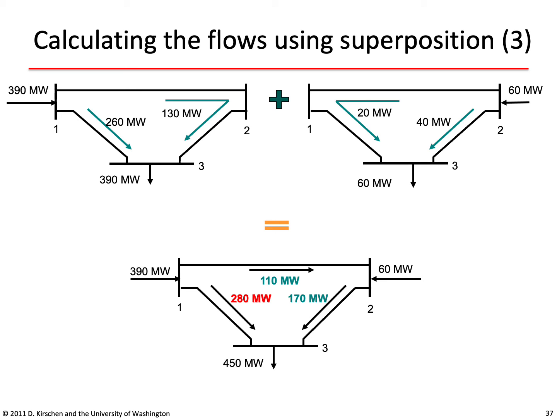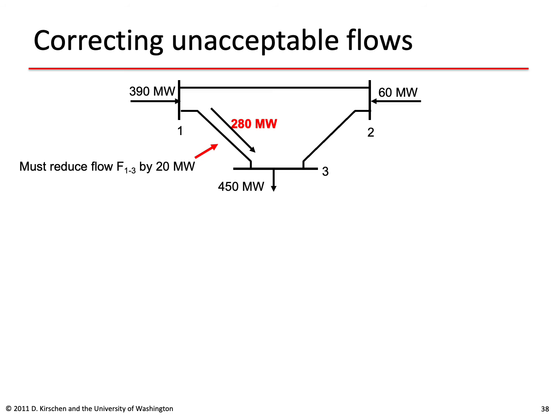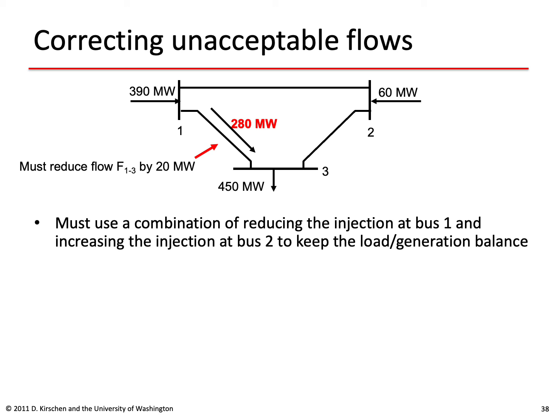Now notice that I put the flow in line 1, 3 in red because it exceeds the maximum allowed flow in this branch, which is 260 megawatts. The flows resulting from the economic dispatch are therefore not acceptable. We must reduce the flow in line 1, 3 by 20 megawatts. And how can we do this? Well, we're going to have to combine some reduction on one of the generators with increase in the other.